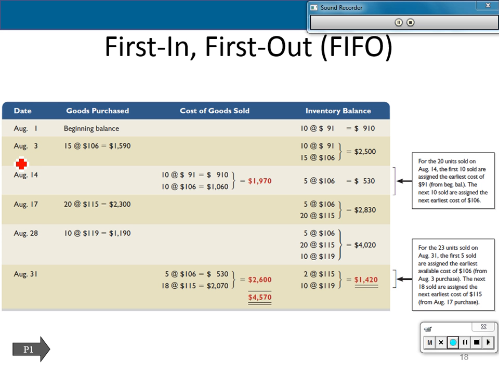August 31st, they had a sale, and they sold 23 units in total. So they're going to pull units first from where? The first 5 up here at $106, right? Because that's what's left over. So they're going to pull 5 at $106, and the rest, the 18, from where? Right here, 20 at $115. They're pulling the 18 from there. So now that means we would have how many units left? 12. 2 at $115 and 10 at $119 for a total of 12.